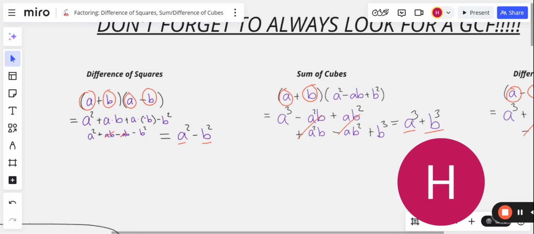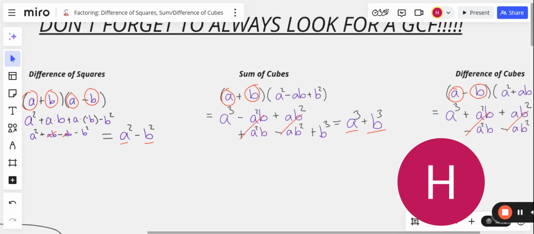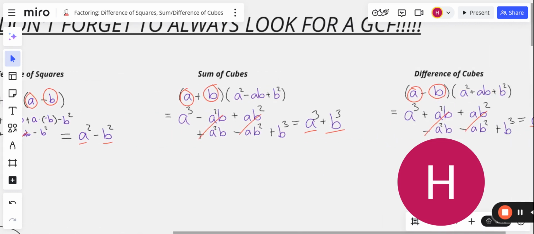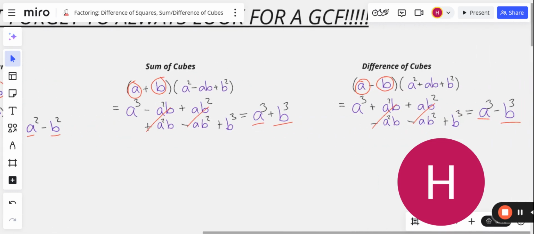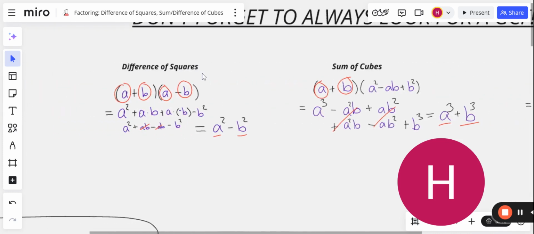Okay, but hopefully after this video, you're going to be able to remember how to find the factors in a situation with difference of squares or sum of cubes or difference of cubes. Now, the way that I introduce this formula to you, I don't really show you the straight up formula. I'm showing you where it comes from.